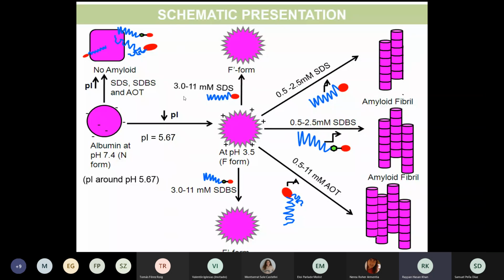In my result, I didn't discuss this part. Although we have performed the experiments, I'll explain to you why I didn't put all the data.